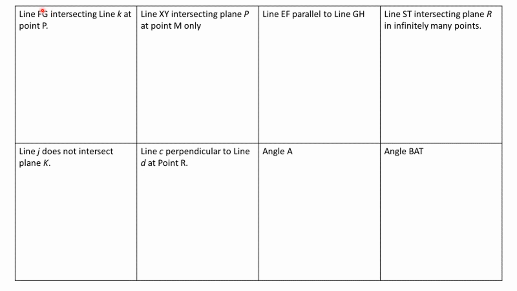When we're talking about line FG, realize that's talking about 2 specific points. So we're going to need to have a line that has 2 specific points on it labeled F and G. And our line's going to have to be intersecting, crossing line K at a point P. Let's see what that picture looks like.